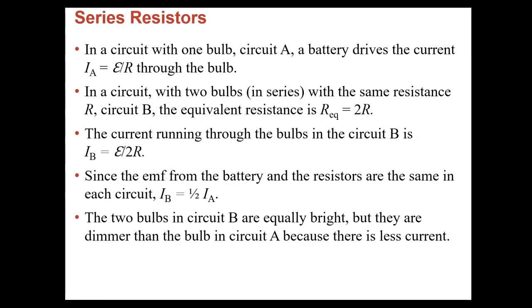So since the EMF from the battery and the resistors are the same in each circuit, the current in B is 1/2 as much as A. So that means that the bulbs in circuit B, because they're getting half the current of that in A, are going to be half as bright.